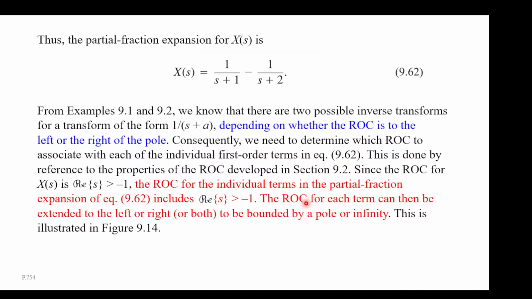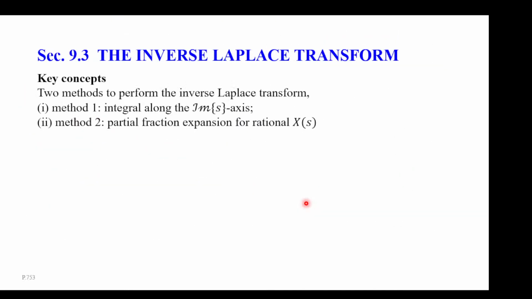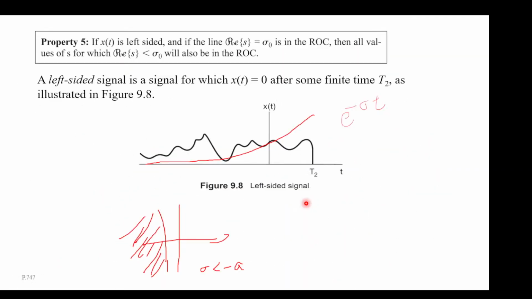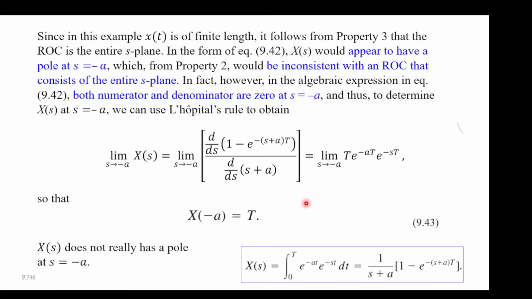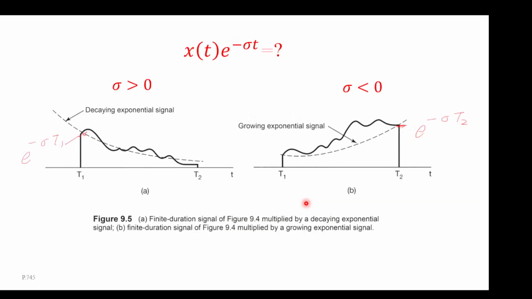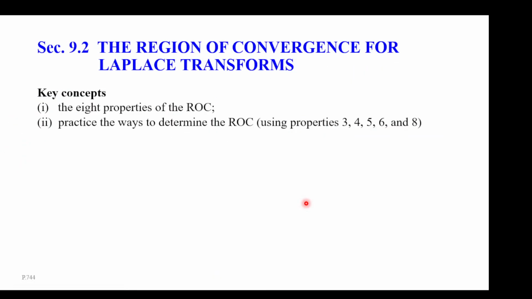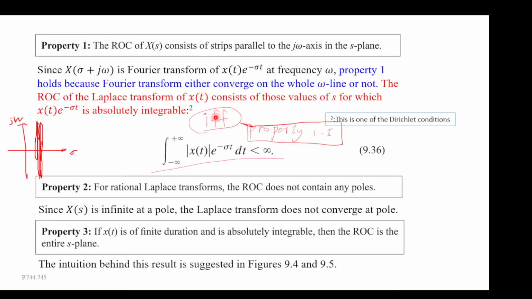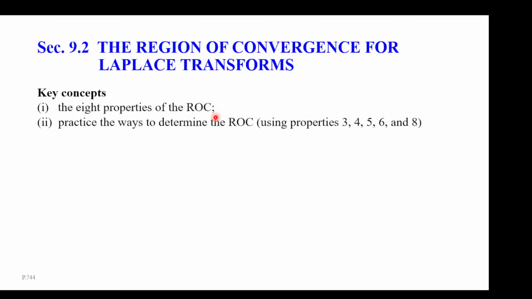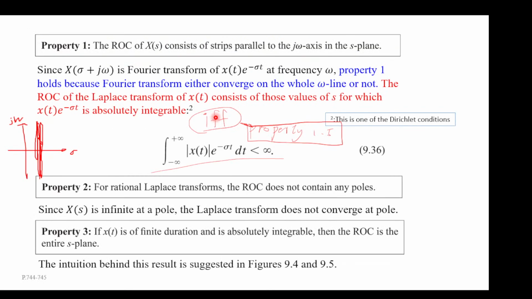So last time we went over those 8 properties of the ROC. A very big difference between the Laplace transform and the Fourier transform is that we need to be careful about its region of convergence. This ROC, and we talked about these properties of the ROC.